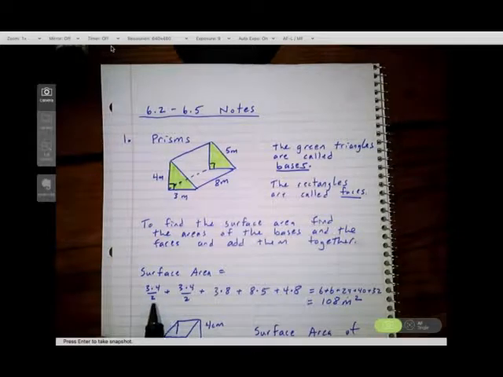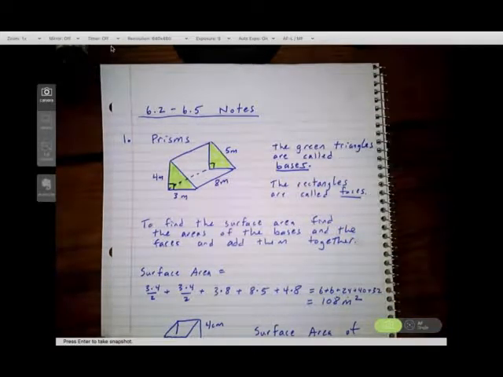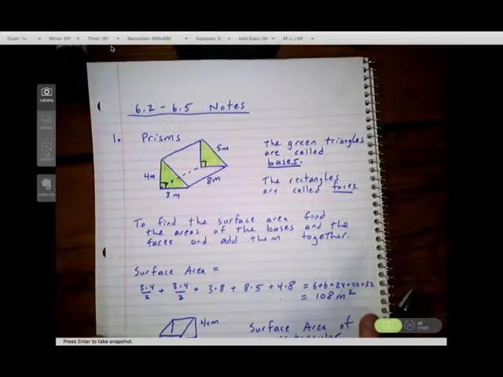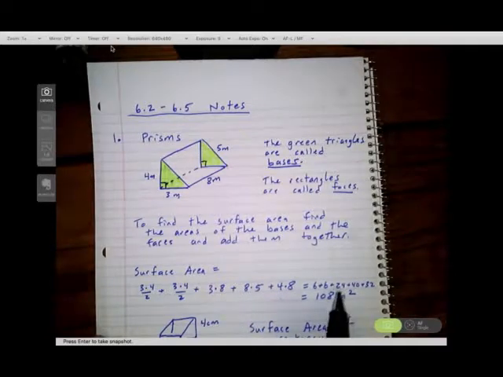So again, here's the area of the two triangles, base times height divided by 2, and then here's the area of the three different rectangles. We're just doing length times width, length times width, length times width for each of those three different rectangles. And then we just do some multiplication and division here, and multiplication there, and add everything together. So 3 times 4 divided by 2 is 6. Here's another 6 from that one. 3 times 8 is 24. 8 times 5 is 40, and 4 times 8 is 32. 6 plus 6 plus 24 plus 40 plus 32 is 108.